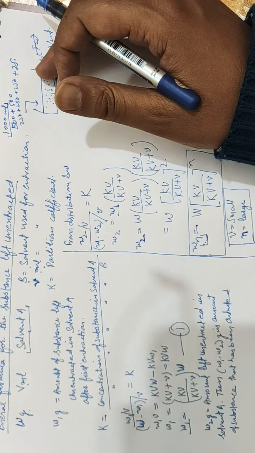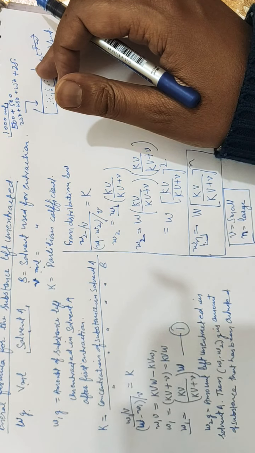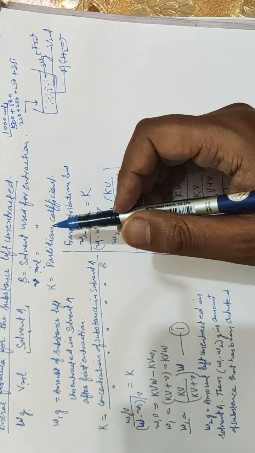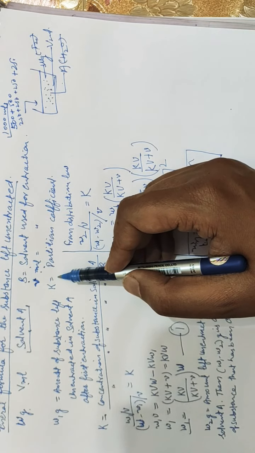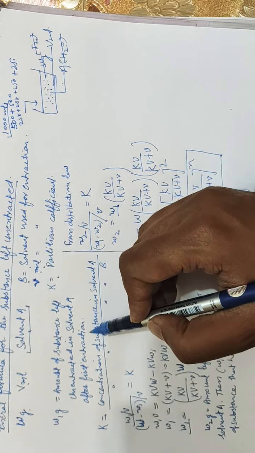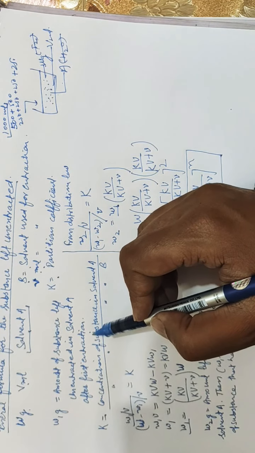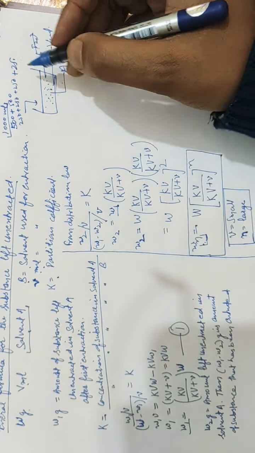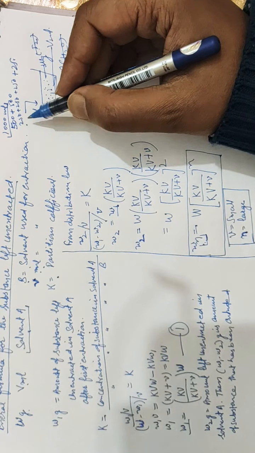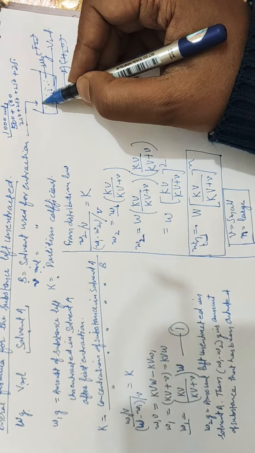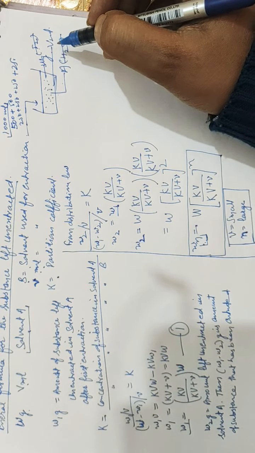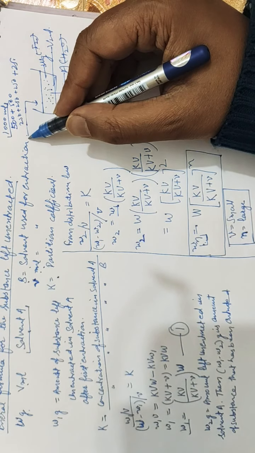So capital K is the partition coefficient of the substance between solvent A and B. Let W1 gram be the amount of substance left unextracted in solvent A after its first extraction. That means when we add CCl4 to this solution to extract the iodine, the whole of the iodine does not get extracted.